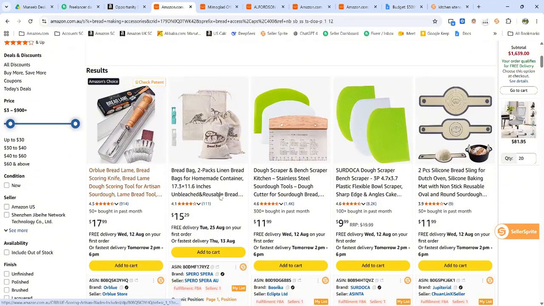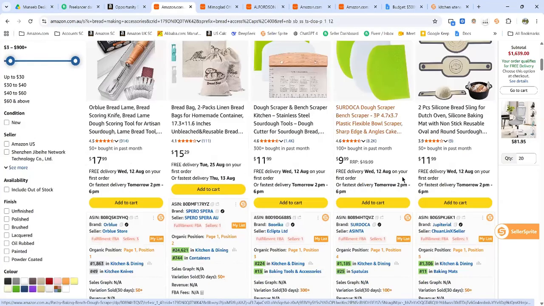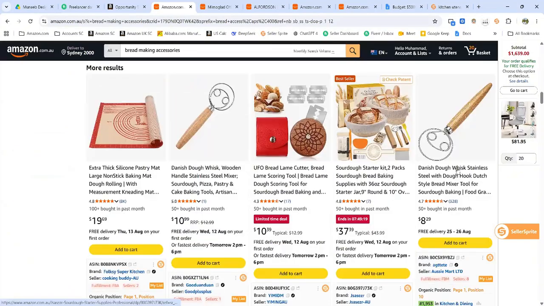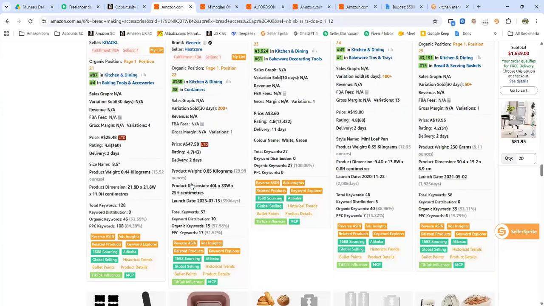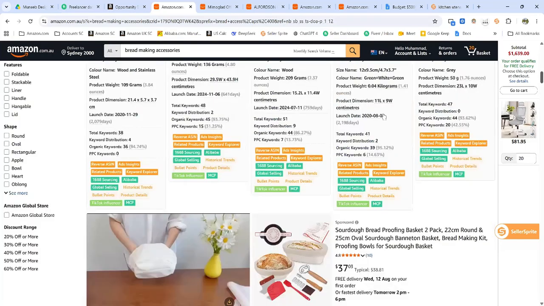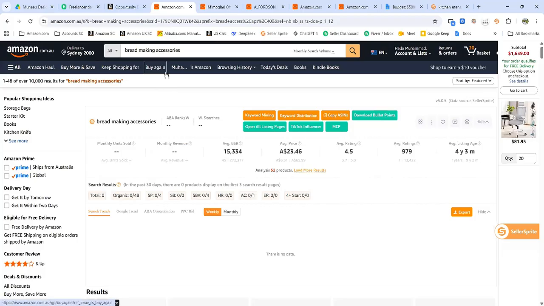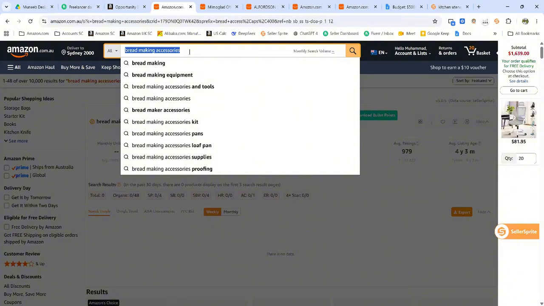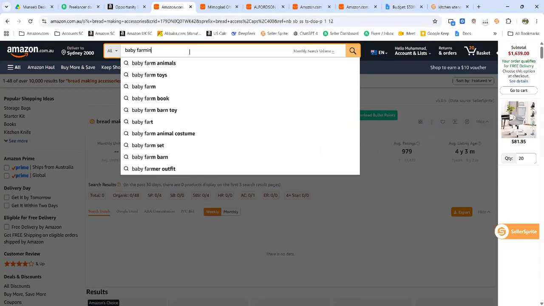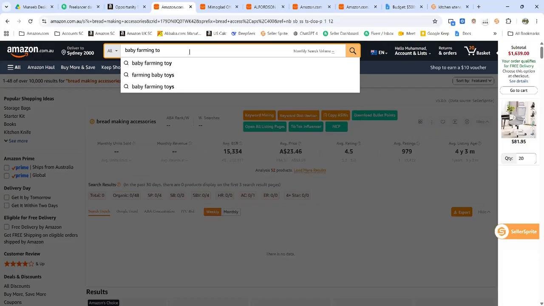As you can see here, it's bread lane, bread bags, bread scraper, dough scraper, bread sling. So different types: bread starter kit, dough whisk, plates, whisk, mat. All these products are very different from one another. So it means this is not a good keyword for the product, and the design is not consistent. Let's suppose, take another example. Let's say I'm launching baby farming toys.